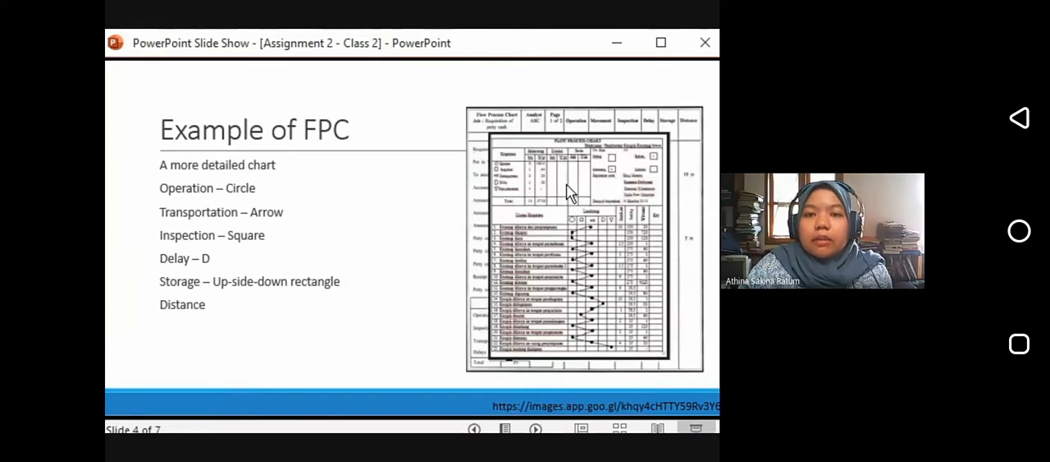Another example of the FPC. This is a more detailed one. This is a good example of the FPC because this one provides the heading table around here, and then this is only the summary. So from this example, the summary is at the top side, while the previous example is at the bottom side.